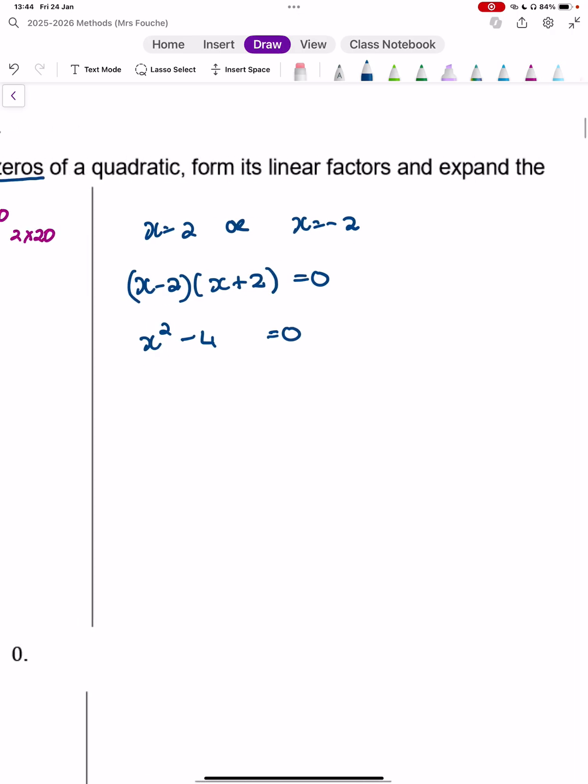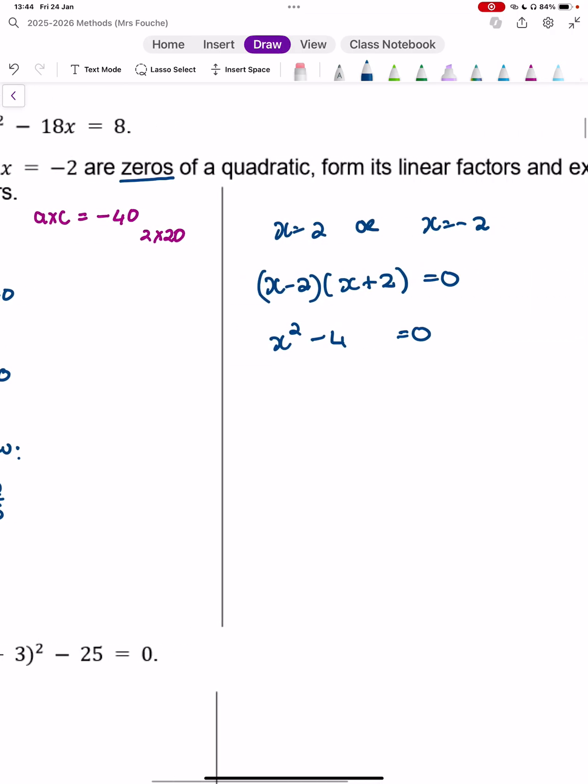and we can expand that to be x squared minus 4 equals 0. Now if this were a quadratic in terms of y equals ax squared plus bx plus c, what we would have found is when we found our solutions, we would have put our y equal to 0, and that divides out the a value.